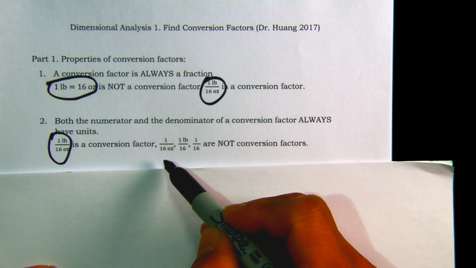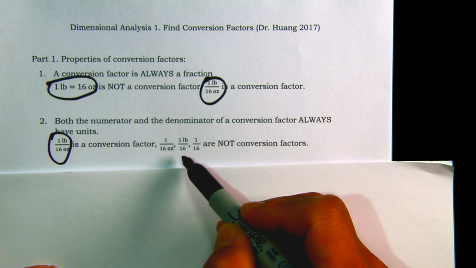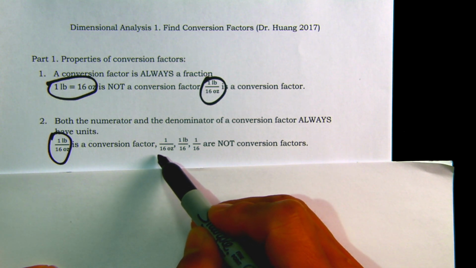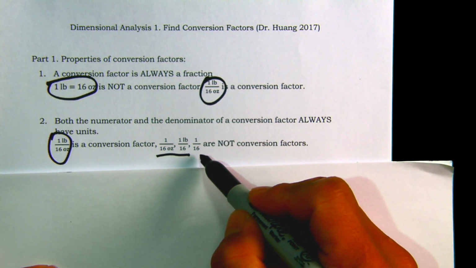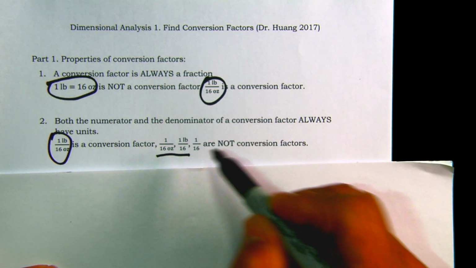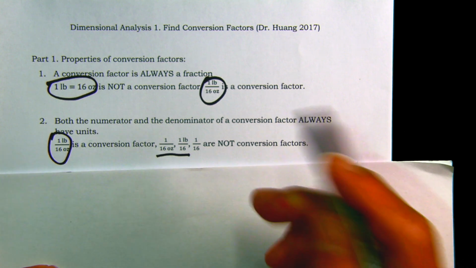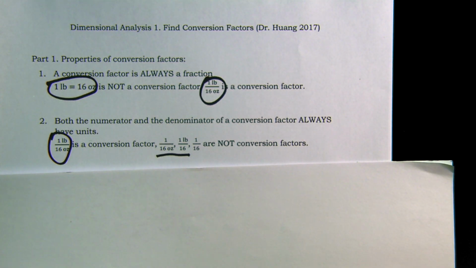1 over 16 ounces and 1 pound over 16 only have 1 unit, so they are not conversion factors. 1 over 16 does not have any units, so it's not a conversion factor.